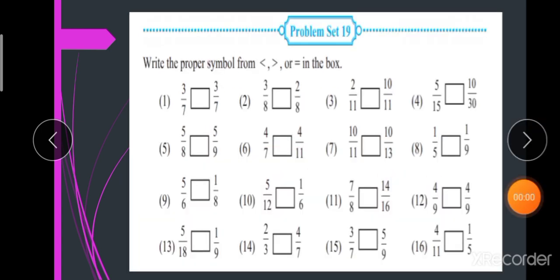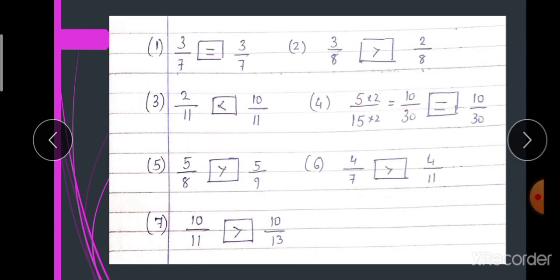Now we'll see problem set number 19. Here is a solution for the problem set. We have to compare the fractions. In the first example, 3 upon 7 and 3 upon 7, both the fractions are like fractions and the numerator and denominator both are equal, therefore it is an equal fraction. Second, 3 upon 8 and 2 upon 8. 3 is greater than 2, denominators both are same, and therefore 3 upon 8 is greater than 2 upon 8.